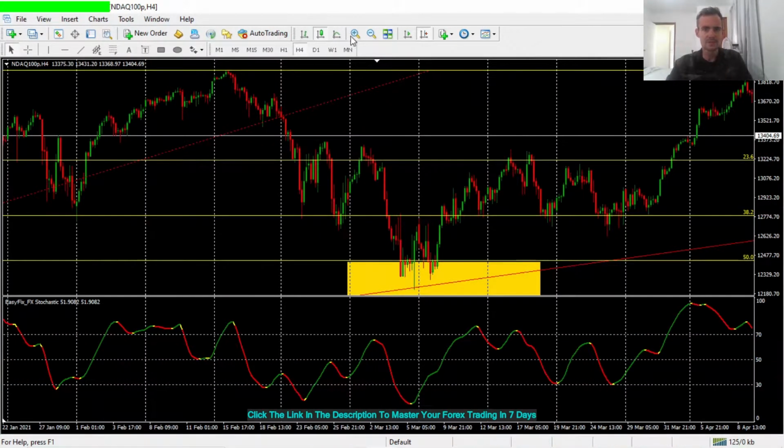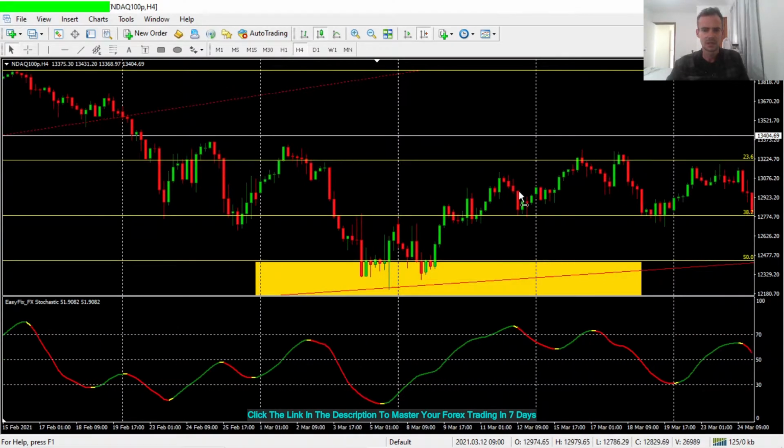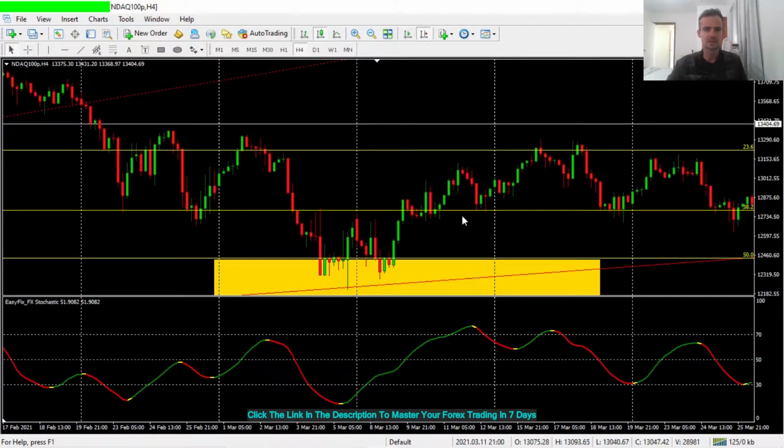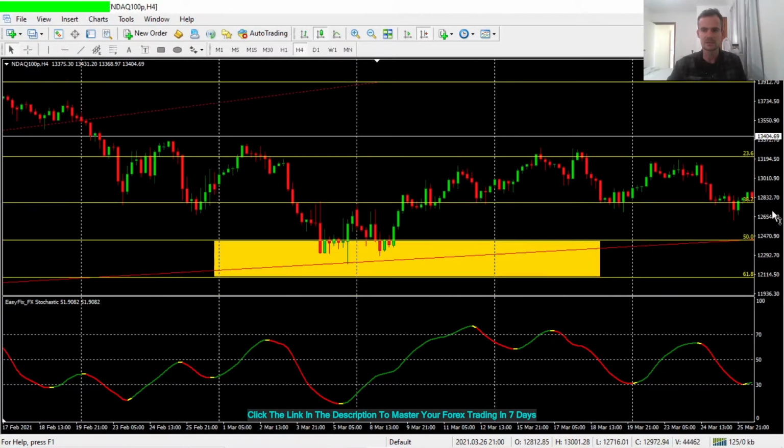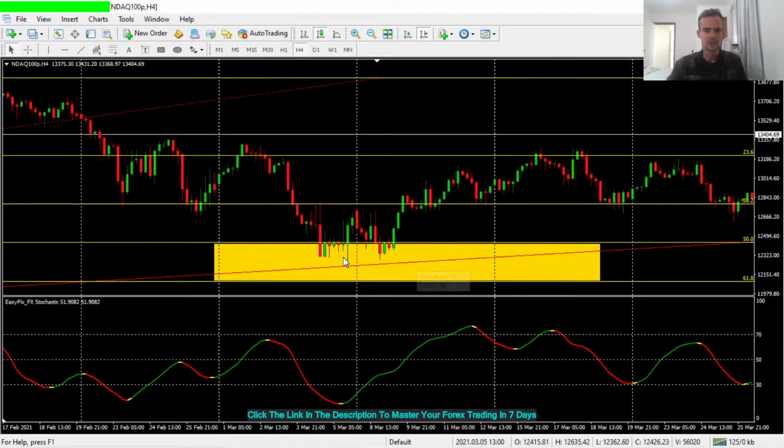So what I did was, let me just zoom in here. I dropped down to my H4 and I was monitoring price action once price reached this golden zone. So I waited. I saw all these dojis and little pin bars form here. And basically after I saw this bullish hammer right over here, I also saw that my Easy Fix FX stochastic turned green over here. So that also indicated to me that price was changing from bearish to bullish momentum.